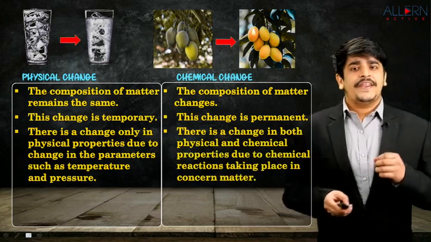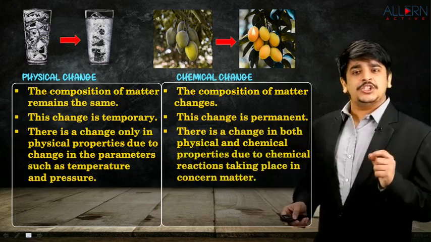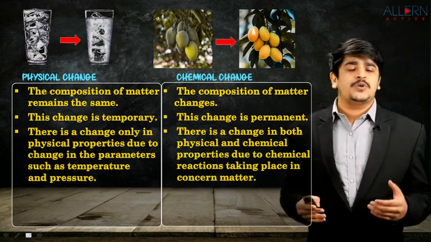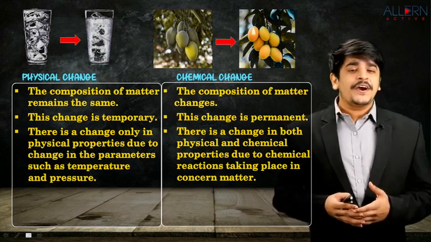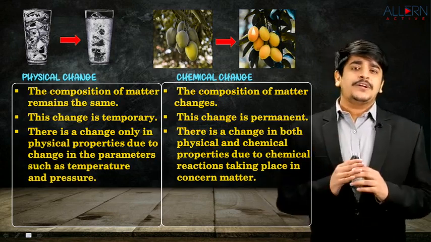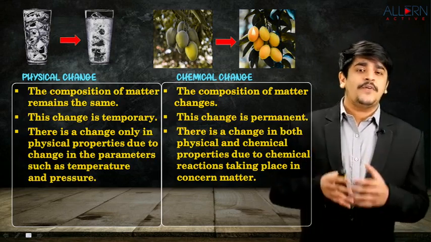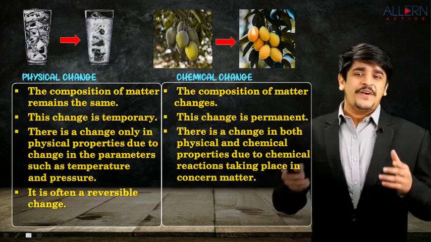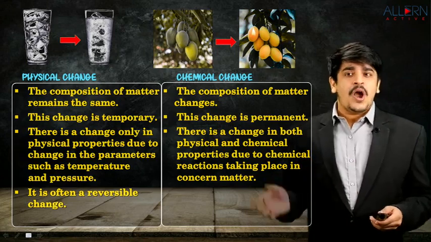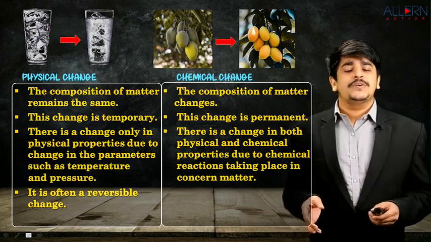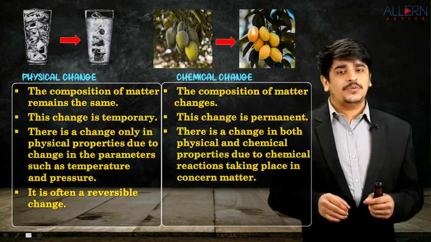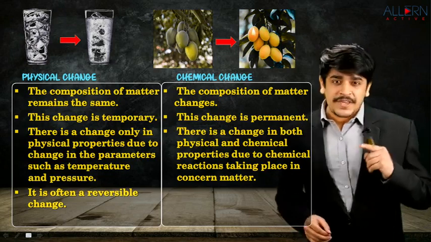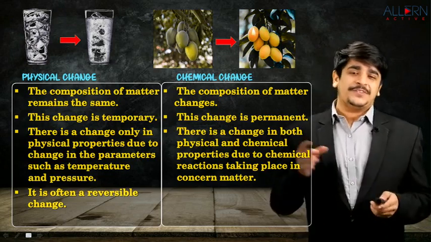But whenever there is a chemical change, the physical as well as the chemical properties attributed with a substance are going to change, because here chemical reactions are going to occur. Chemical reactions occur, and new substances are formed which have their new physical and chemical properties. Finally, as I've said before, all physical changes are considered to be reversible. If it's possible to convert ice to water, it's possible to convert water to ice. If A to B is possible, B to A is again possible.